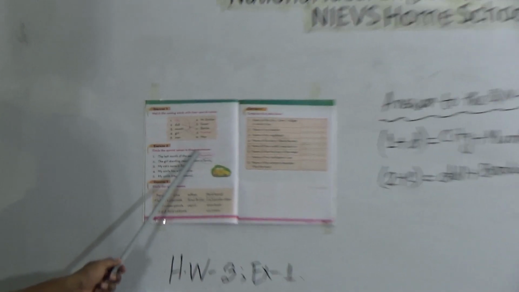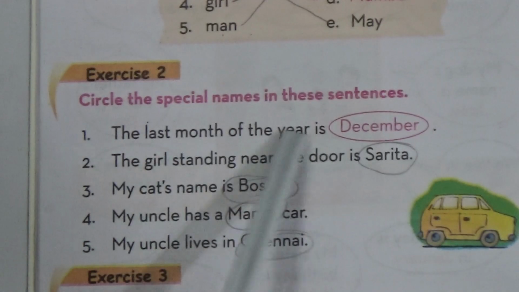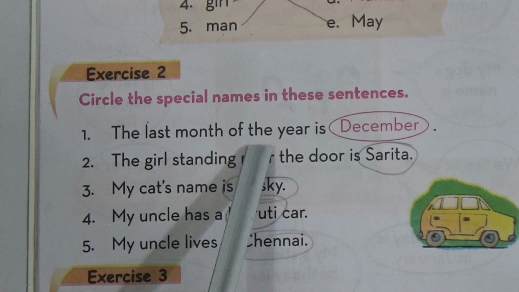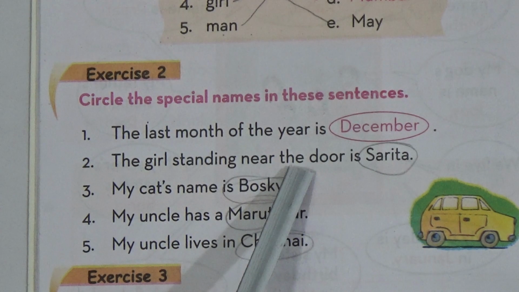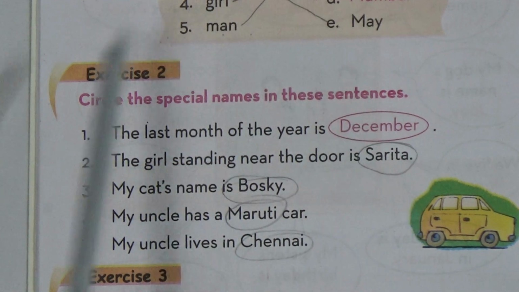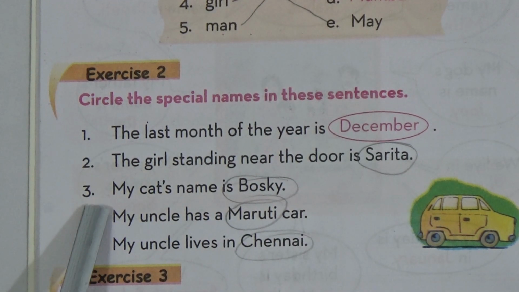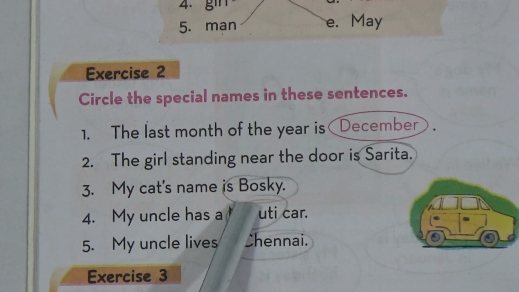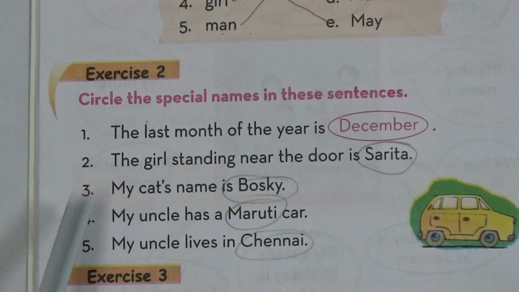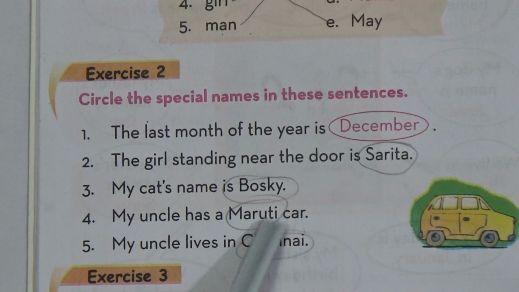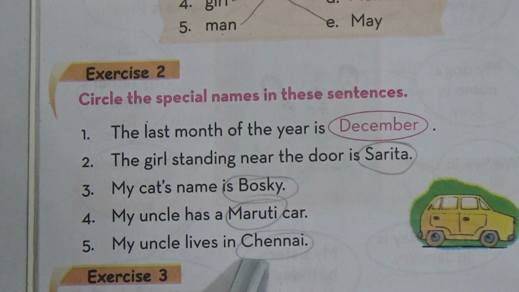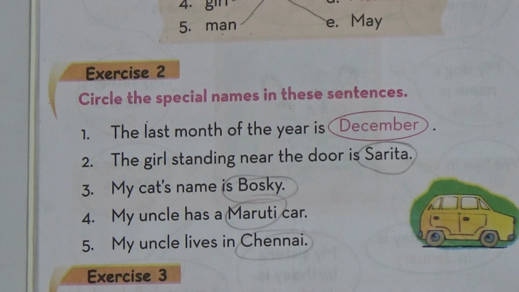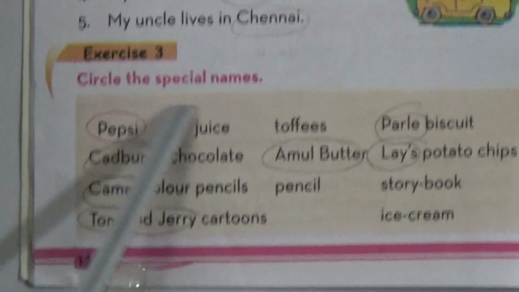Circle the special names in these sentences. That means we have to circle the special names. Number 1, December is a special name. The last month of this year is December. The girl standing near the door is Sarita. Here Sarita is special. Number 3, my cat's name is Buski. Buski is a special name. My uncle has a Maruti. This Maruti is special. Number 5, my uncle lives in Chennai. Here Chennai is special.